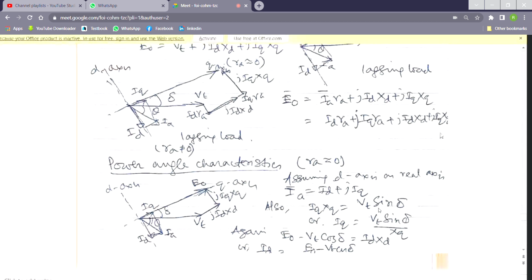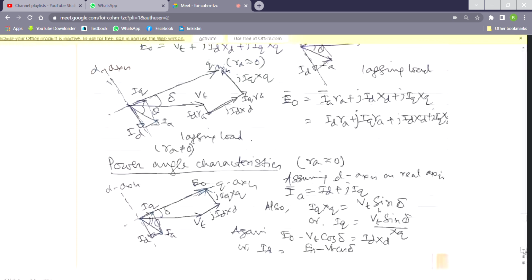Now, with respect to this, you can get the power angle characteristics with simplified terms. Because if you consider the RA, the terms will have a little bit of complexity. So, therefore, if you consider reduced complexity, you should consider RA equal to 0. And if you consider RA, then some terms will be added. I'll tell you where they are added. First, you consider RA is 0.